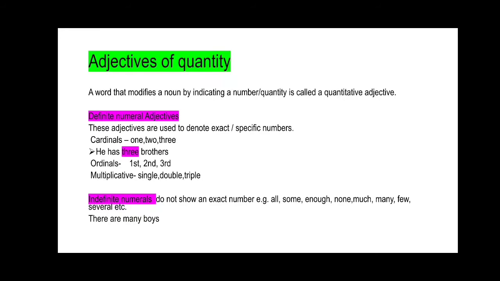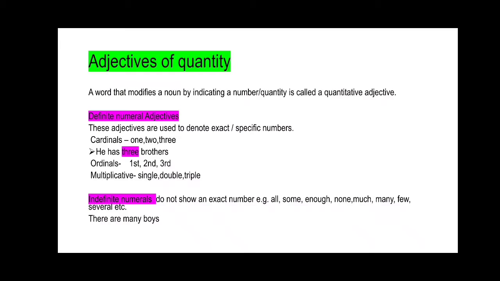Now we'll move on to adjectives of quantity. An adjective of quantity is a word that modifies a noun by indicating number or quantity. This can be definite numeral adjectives, which are used to show exact or specific numbers. It can be cardinals 1, 2, 3. I have 2 pencils. Then ordinals first, second, third. The third car is mine. Or multiplicative single, double, triple.